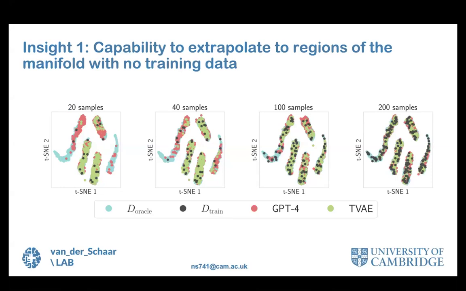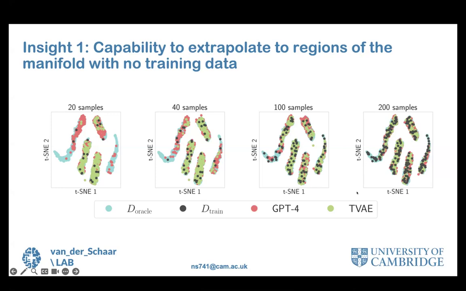So we really tried to understand what the LLM is fundamentally doing. The first insight was that the LLM has a capability to extrapolate to regions of the data manifold where we don't even give it training data in the first place. What you can see from these plots is that the light blue is the actual oracle data set, the very large data set that we've held out. The little black dots are the actual training data that we had, when we had 20 samples, 40, 100, and 200.